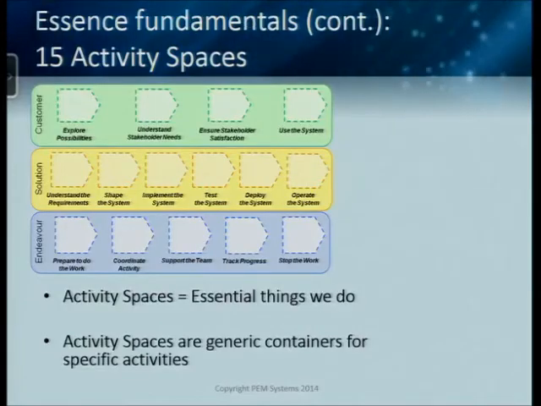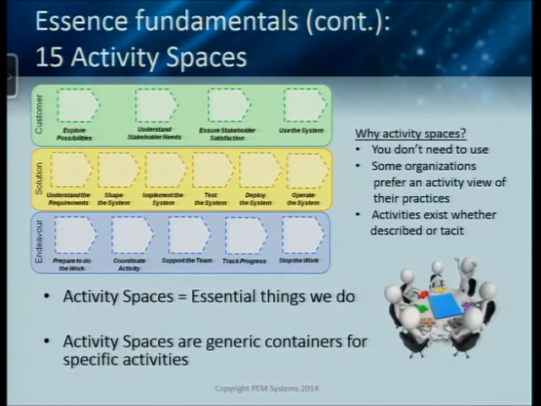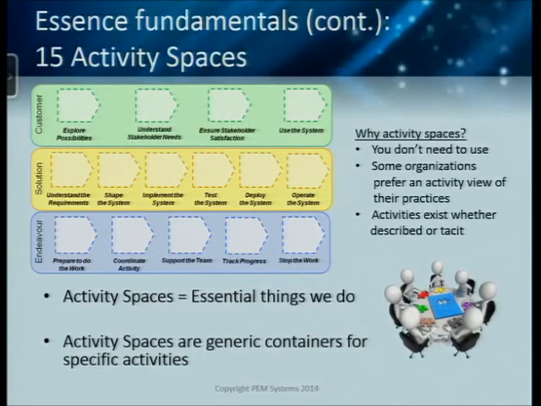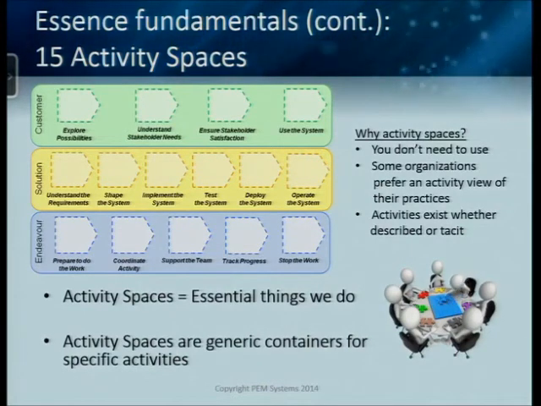So there are 15 activity spaces. And activity spaces are the essential things we do. In order to progress an alpha, you have to do something. There's always activity. But we don't tell you what the activities are. These are like generic containers, because we're methodology independent. We're not trying to tell you what it is. Why do we have activity spaces? First of all, you don't have to use them. A lot of people can just use the model with the cards and the alphas and never do this.